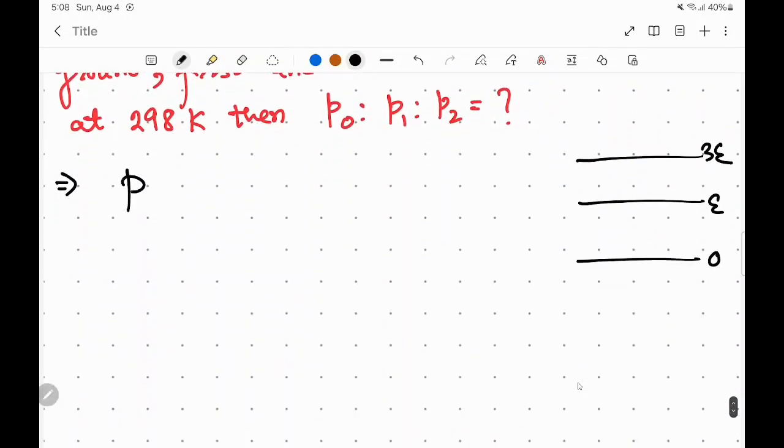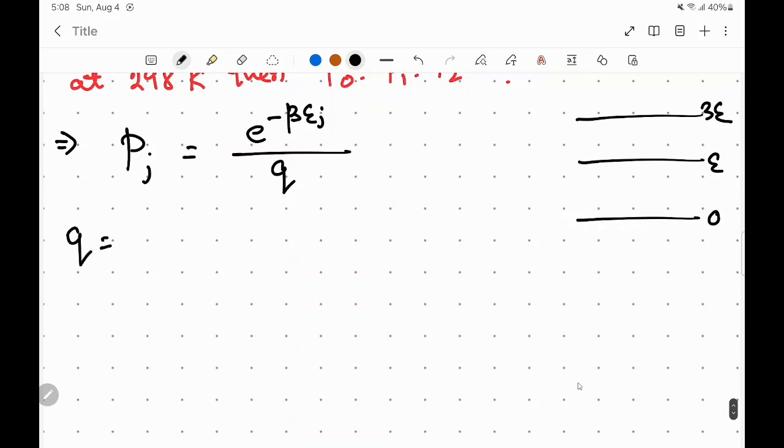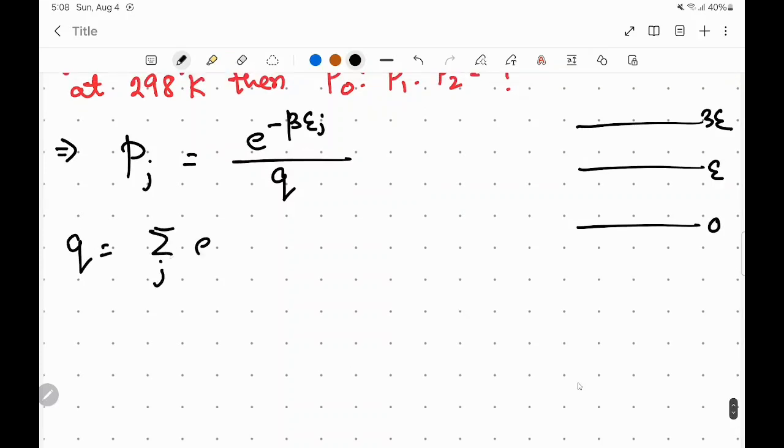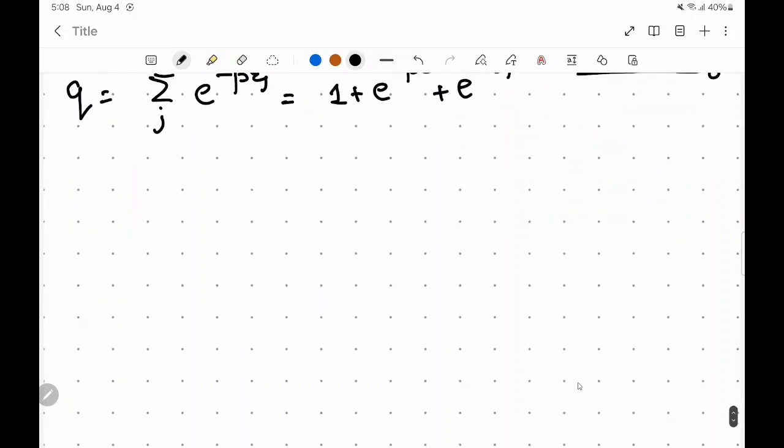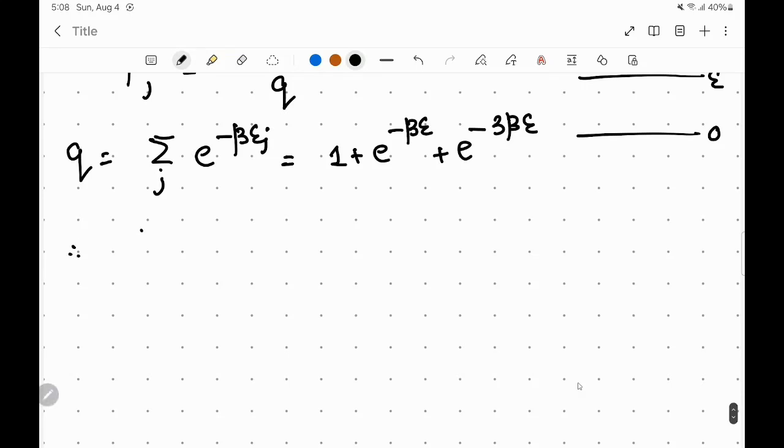So P1 or any Pj will be e to the power minus beta epsilon j divided by Q, where Q is the partition function. Q is the sum over j of e to the power minus beta epsilon j, which means 1 plus e to the power minus beta epsilon plus e to the power minus 3 beta epsilon. So this is the case. Now what will be P0 first? It is e to the power minus beta epsilon 0, which is 1, divided by Q.